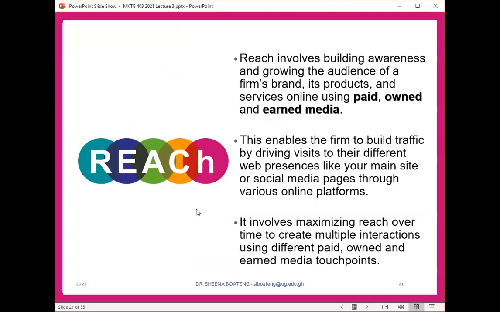Now, with regard to reach, the idea here is for the firm to generally build awareness and create a huge audience for the product or service that they are offering. The enhancement of your reach relies mainly on your ability to communicate effectively online as an e-marketer. And to be able to communicate effectively, the e-marketer uses a combination of paid, owned, and earned media.